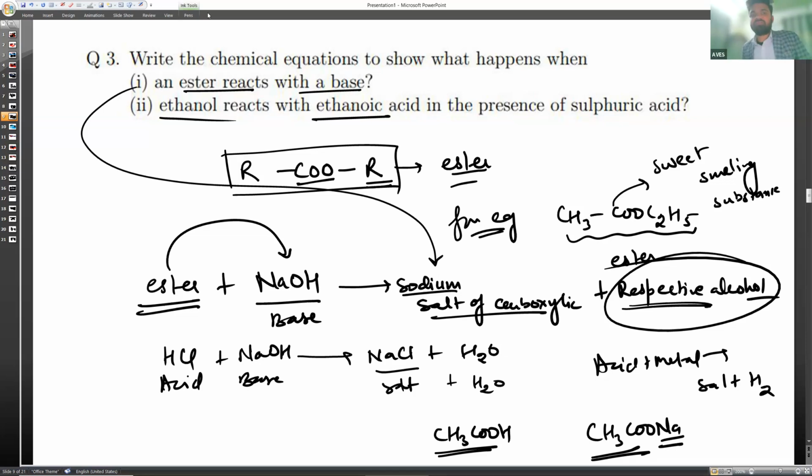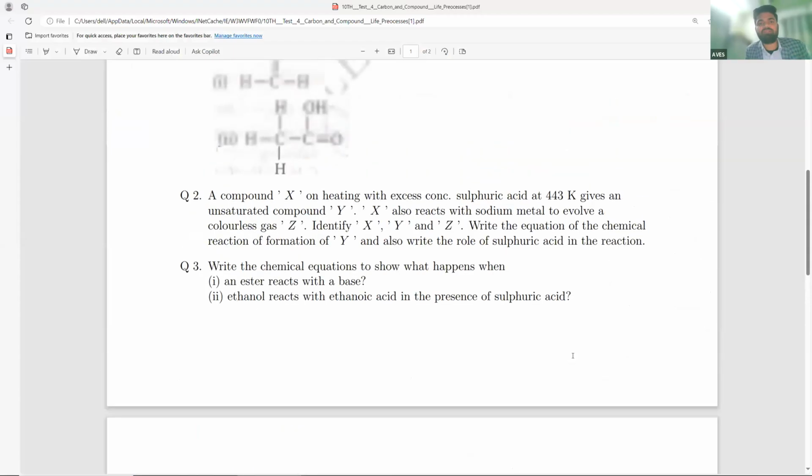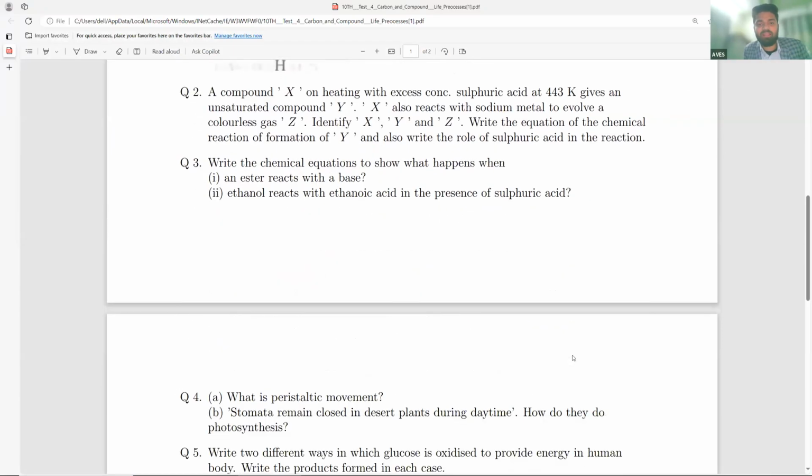So you have done this one, noted this one? Now tell me, are there any questions in the same test paper that you were having? Let me show you that test paper here. Is there any question? And the second part of this one, how will you do this? Second part: ethanol reacts with ethanoic acid in the presence of sulfuric acid. So it will give you an ester, and what would be the name of that ester? Tell me.